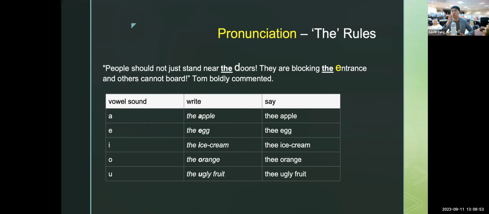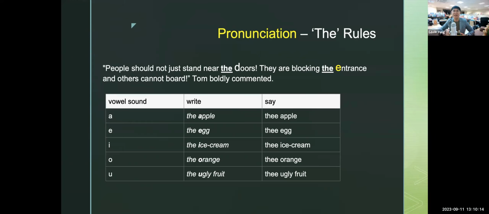Everybody just take a minute to silently practice it. The plastic bag, the apple. Okay, just practice it by yourselves. The plastic bag, the apple. I want to see your mouths moving, please. I want you all to practice, okay? The apple, the egg, the ice cream, the orange, the ugly fruit.